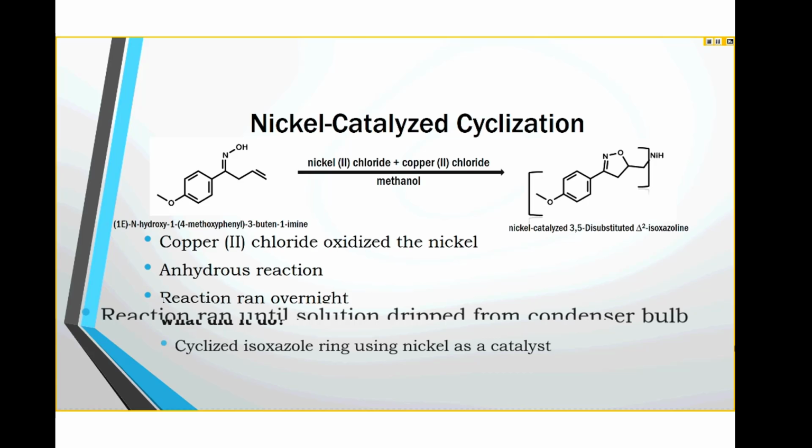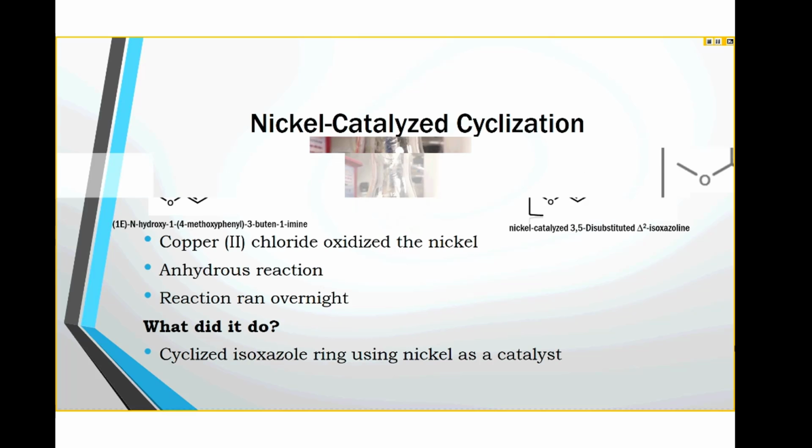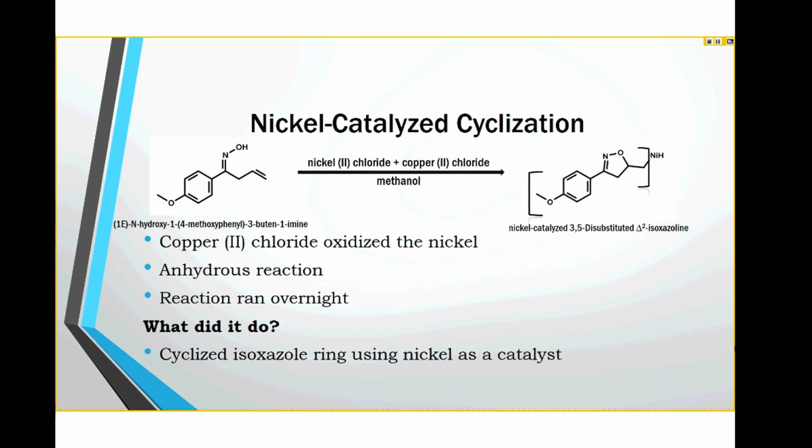And so after we formed the oxime, we did a nickel catalyzed cyclization. And so what that means is we took the oxime and we added nickel 2 chloride and copper 2 chloride in ethanol, and we ran the reaction through. And what happened was the copper 2 chloride oxidized the nickel, which means it keeps the nickel 2 from going to nickel 1 or nickel 3, because the nickel 2 is ideal for cyclizing and oxidizing.